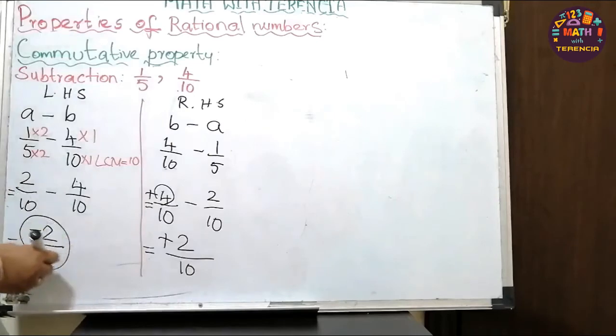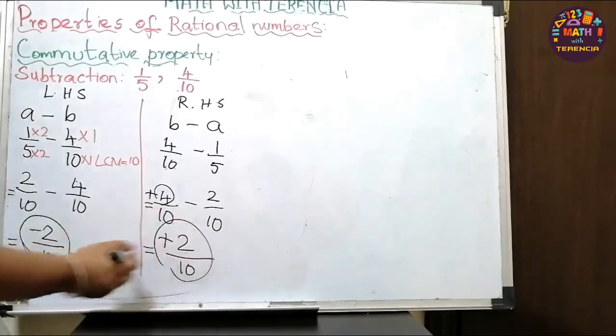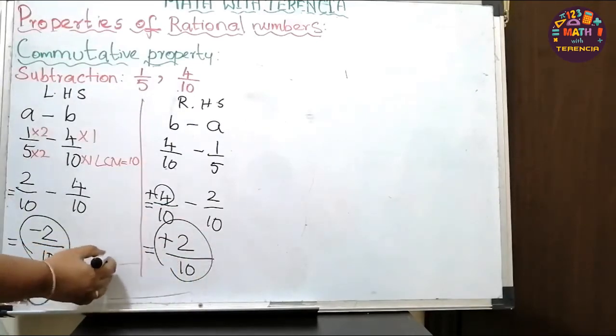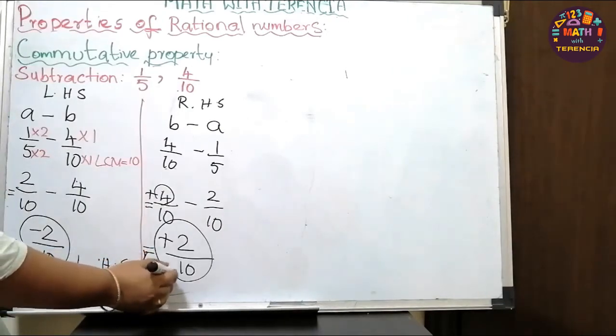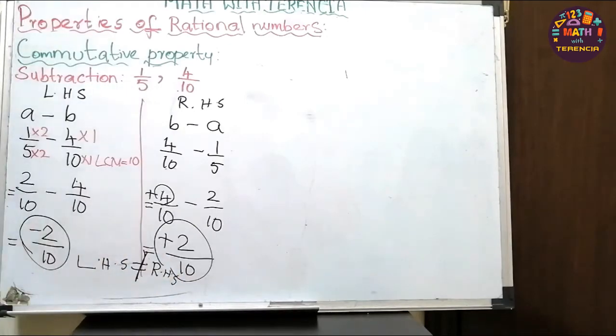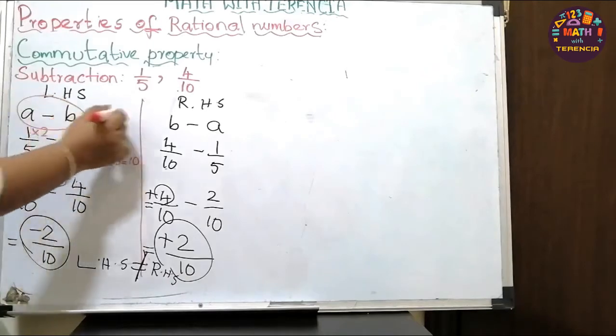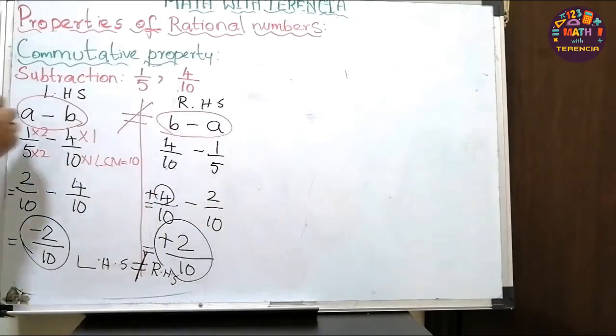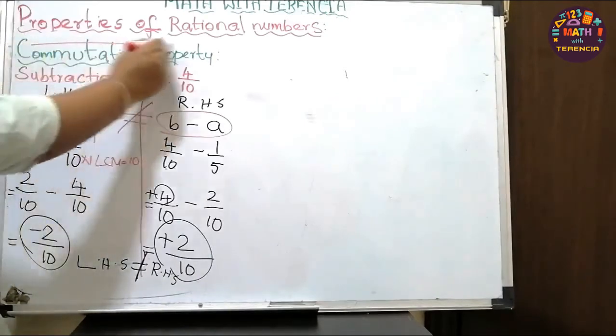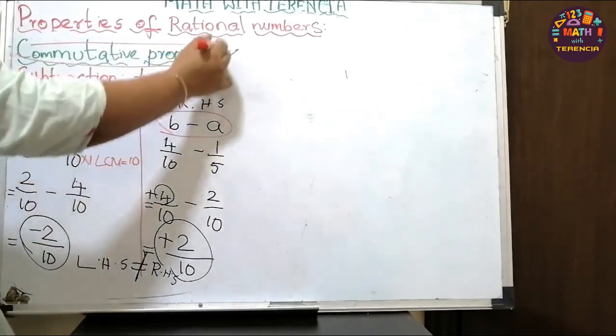Here I get minus 2, here I get plus 2. So I cannot say these two are the same. That is, LHS is not equal to RHS. That is, A minus B is not equal to B minus A. Therefore, commutative property is not true.